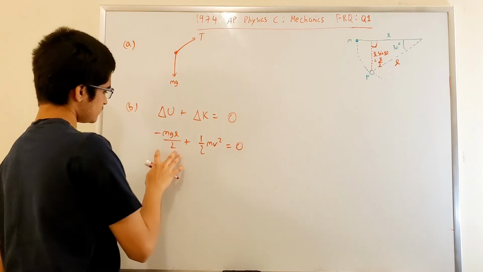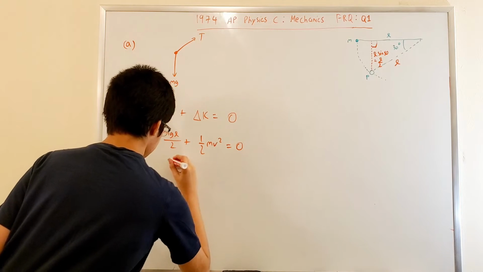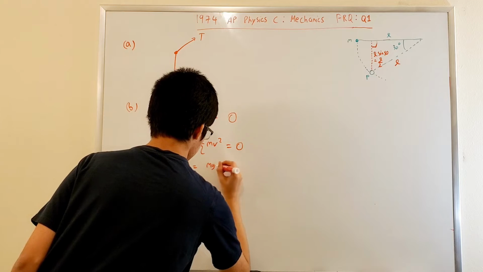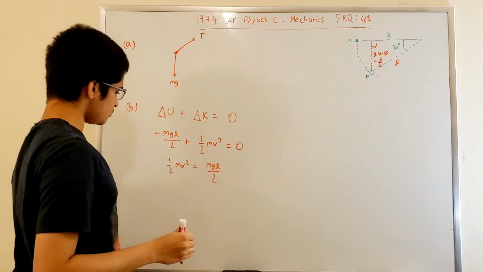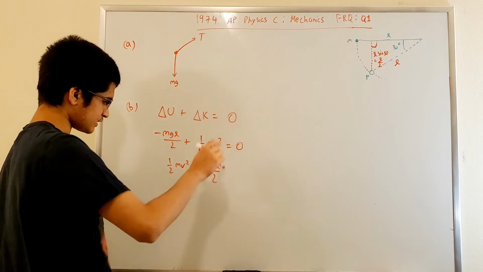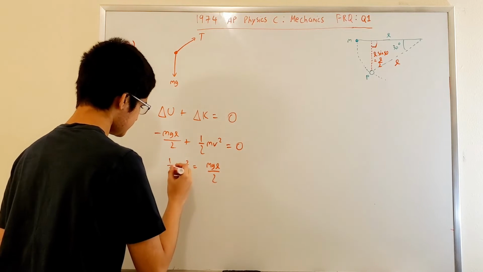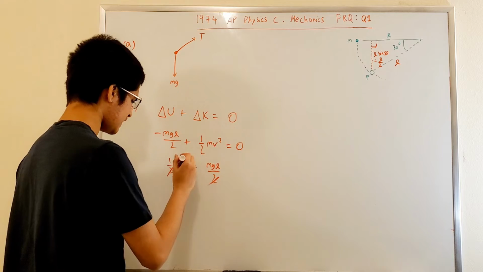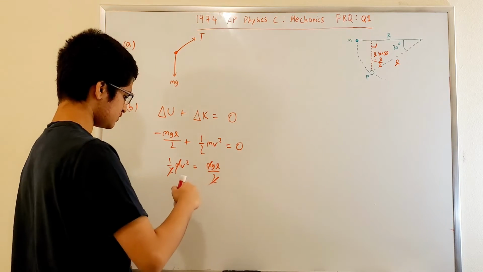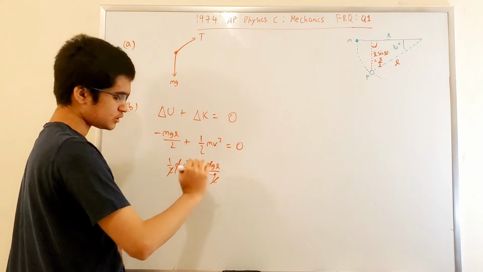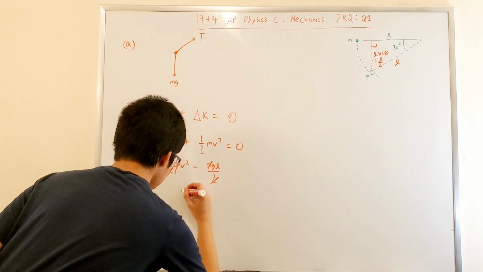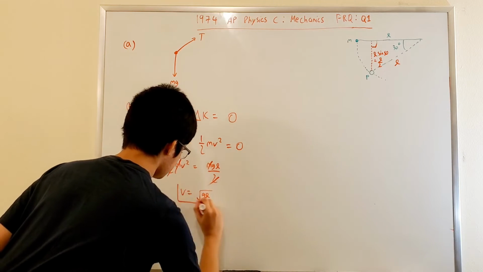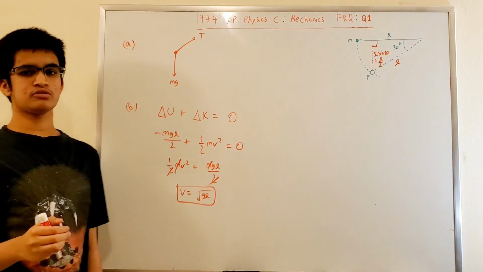So we can add this on both sides, and you get half mv squared is equal to mgL over 2. Since we're trying to find v, let us try to isolate it. We can divide by 2 and multiply by 2 on both sides, and we can cancel out these m's to get v squared is equal to gL. Finally, we can take the square root on both sides to get that v will be the square root of g times L.